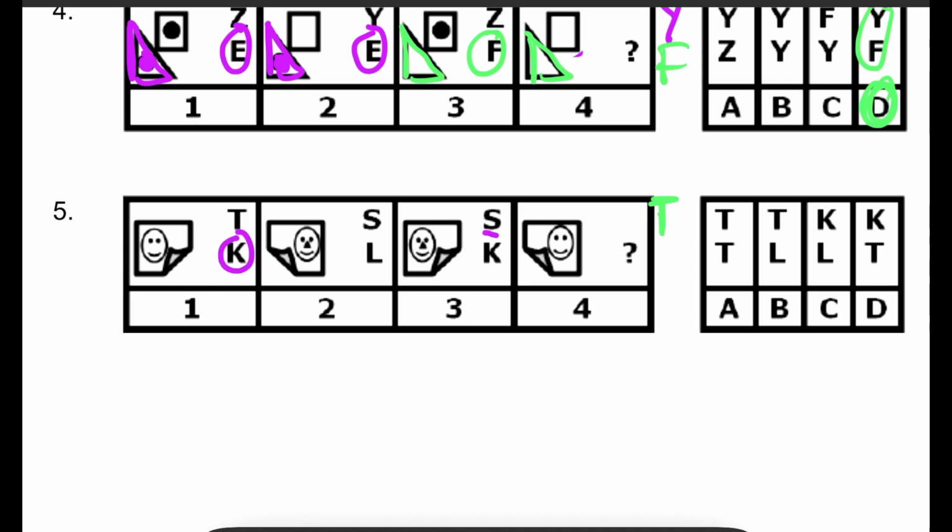Then on to the second letter. 1 and 3 both have a K as the second letter, and they both have the square folded up in the right corner, whereas 2 and 4 both have it folded up in the left corner. So the second letter here is an L, so the second letter here will also be an L. So the answer is B.